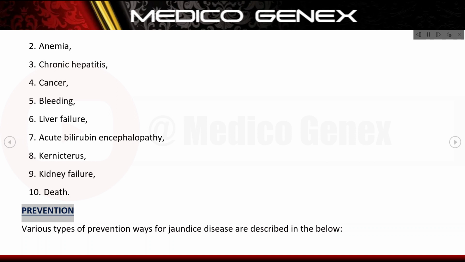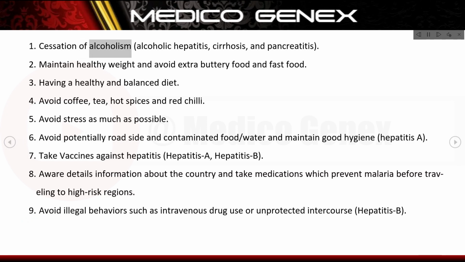Prevention. Various types of prevention ways for jaundice disease are described below. Cessation of alcoholism to prevent alcoholic hepatitis, cirrhosis, and pancreatitis. Maintain healthy weight and avoid extra buttery food and fast food. Have a healthy and balanced diet. Avoid coffee, tea, hot spices and red chili. Avoid stress as much as possible. Avoid potentially roadside and contaminated food and water, and maintain good hygiene.